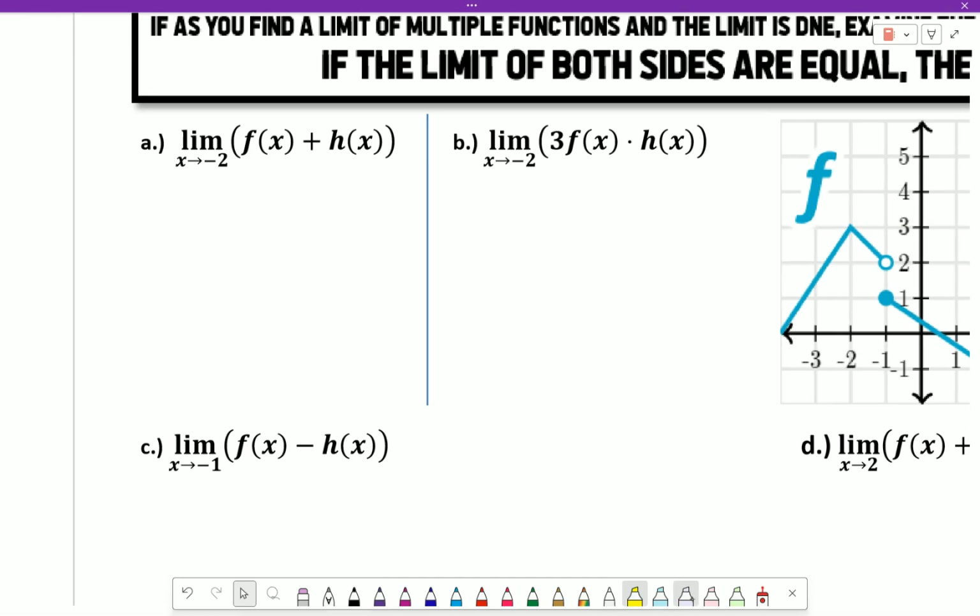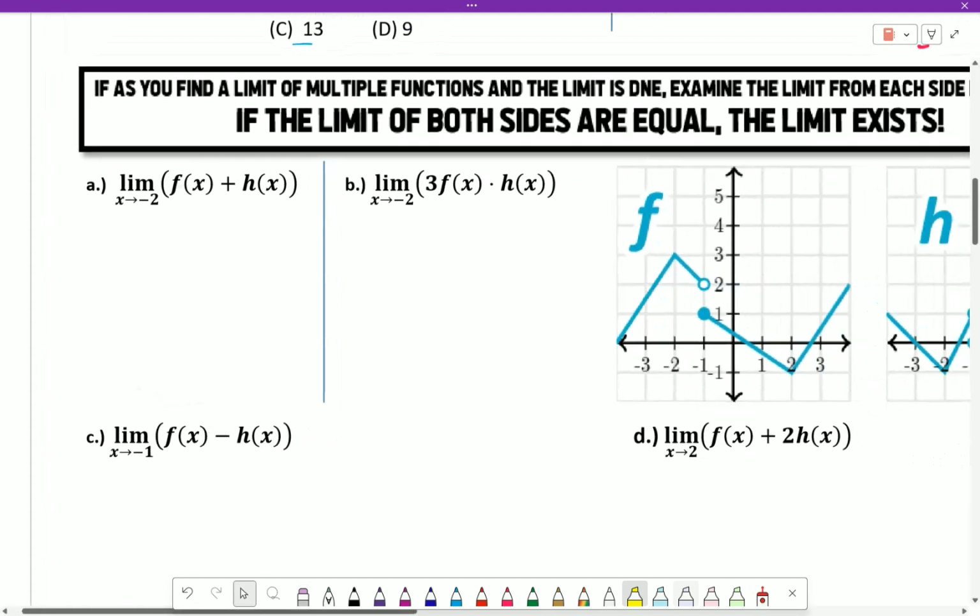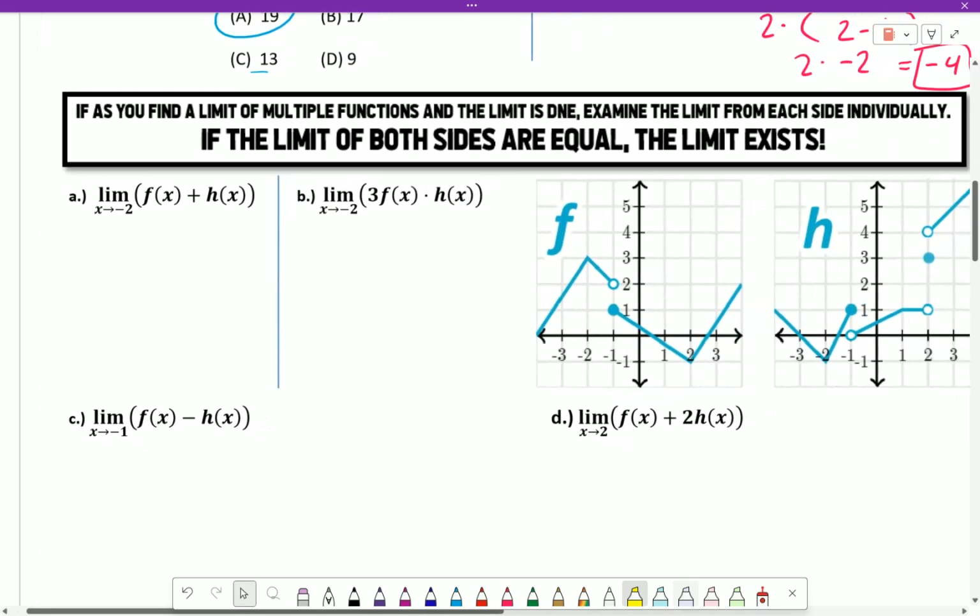So what that means here is down below we have multiple functions and we're putting them together and then finding the limit, like f plus h or f times h or f minus h, adding, subtracting, multiplying, dividing. All right, as we do these, for the most part they're not terrible, but this is an idea you need to know. Okay, I put it in a big old box and bolded it for a reason.